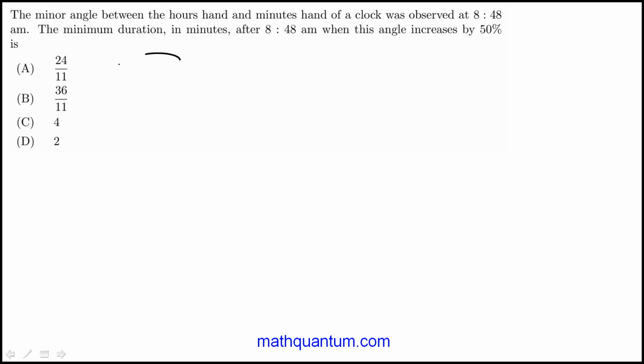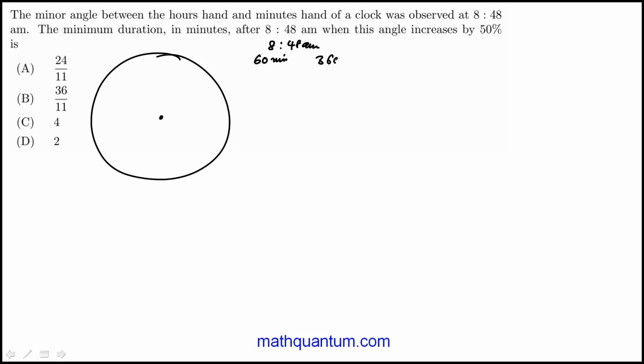Yeah, these clock questions can be confusing. So we'll start with finding the angle between the hour and the minute hands at 8:48 a.m. So we have 60 minutes here, and the whole thing is 360. So 1 minute tick mark would correspond to 6 degrees. And then 1 hour, since we have 12 hours, would correspond to 30 degrees. We're dividing that by 12.